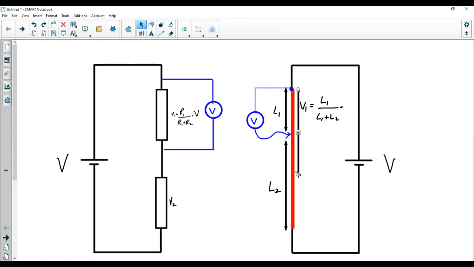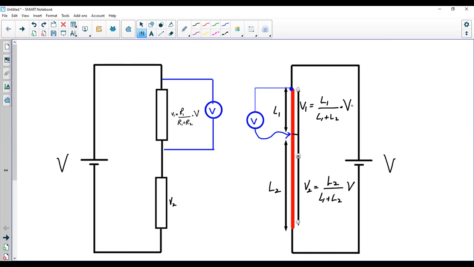So this way it is the same thing, 100% the same thing. Only we have replaced the resistance with the length. So the ratios of the length will give you the voltage. Voltage drop across the first part of the length is V1. Voltage drop across the second part of the length is V2, and it depends on the length of the second part. The length of the first part plus the length of the second part is the total length, our V.